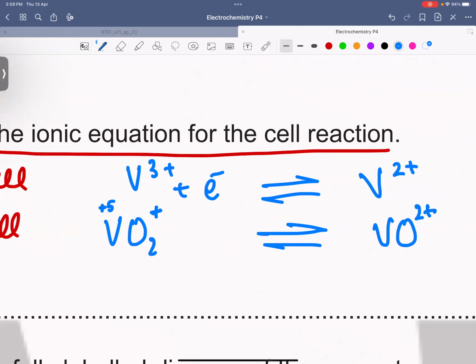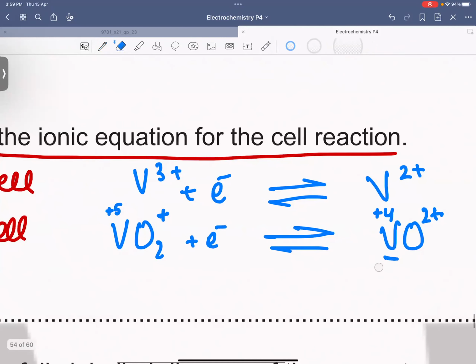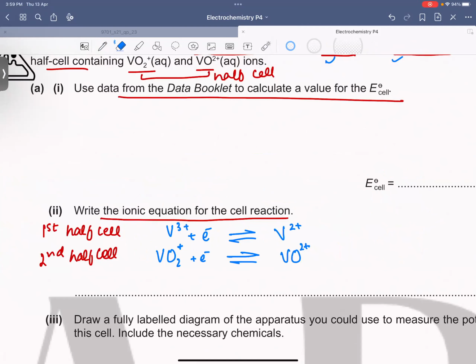And here the net charge is 2+. There is one oxygen which is -2, so it must be +4. So +5 to +4, again there is a gain of an electron. So it would be like this. See, I have made both the half equations without the data booklet. So you must know how to make the half equation on your own, okay?